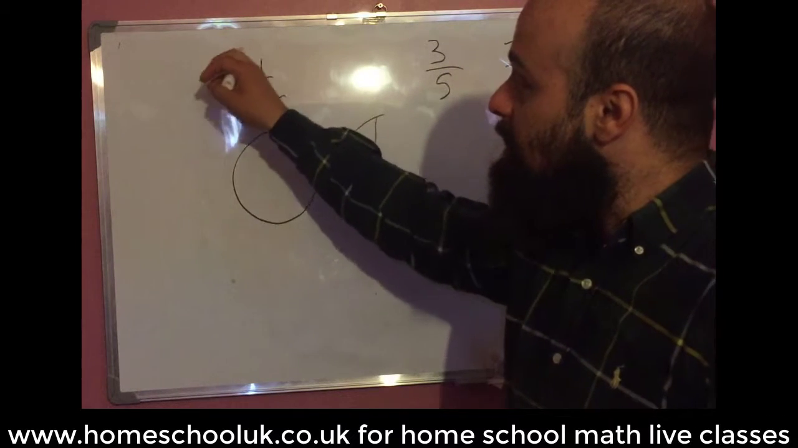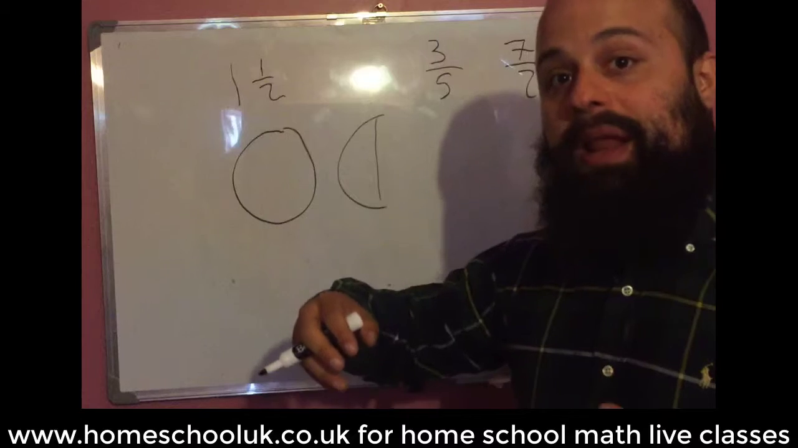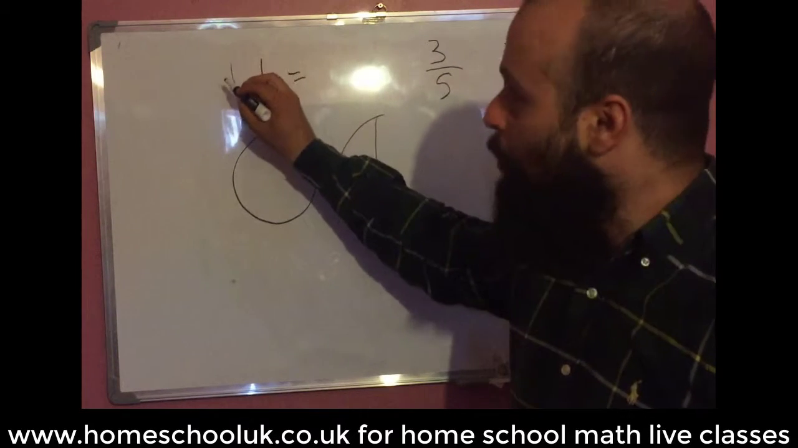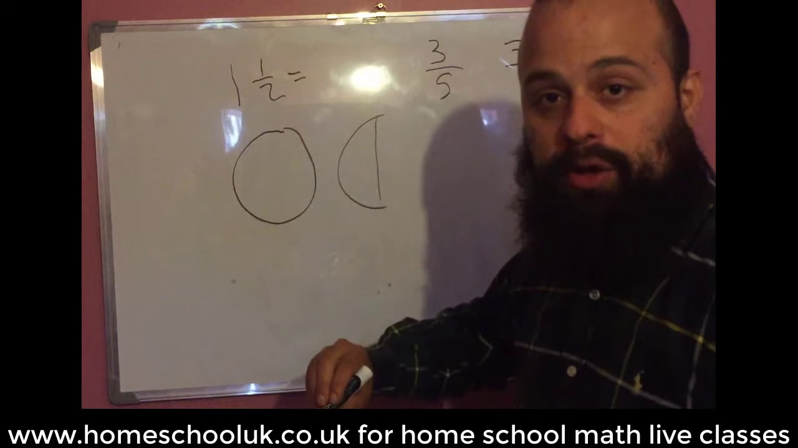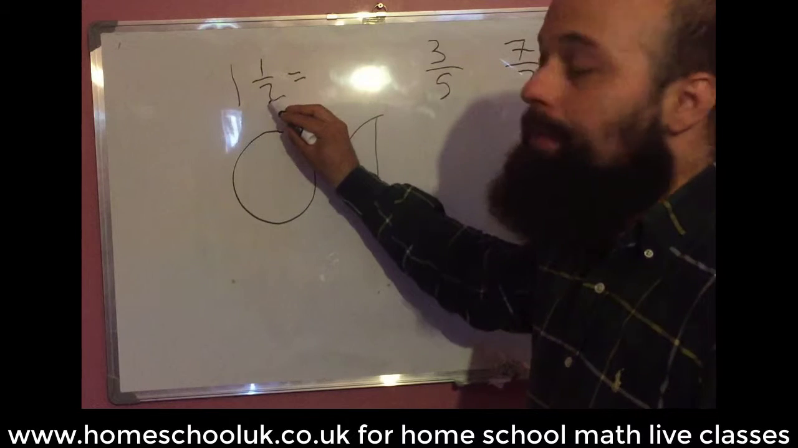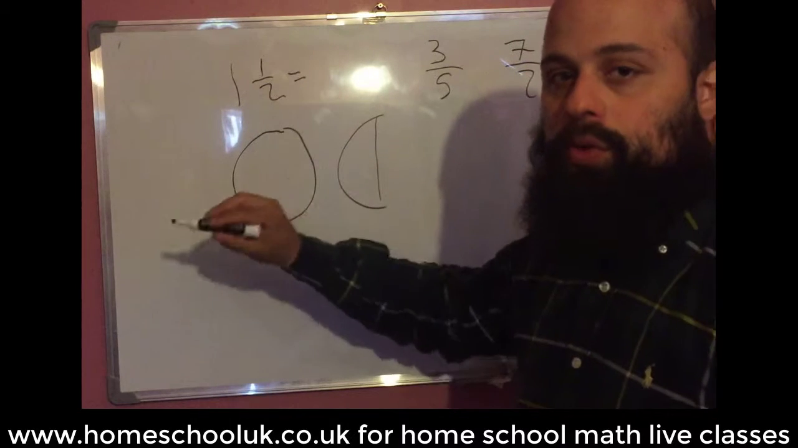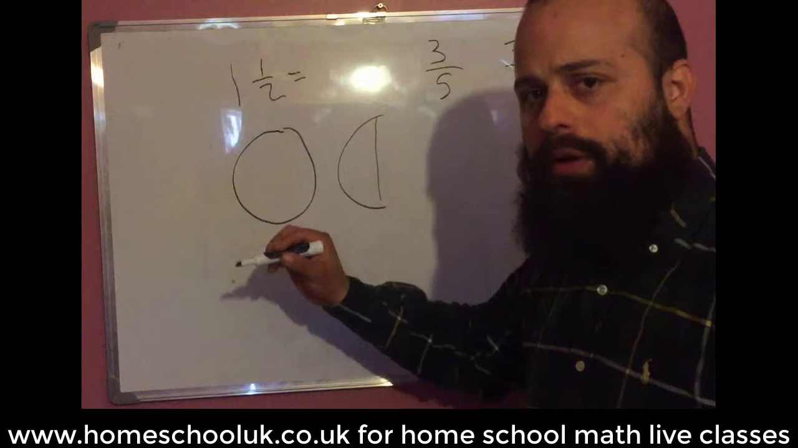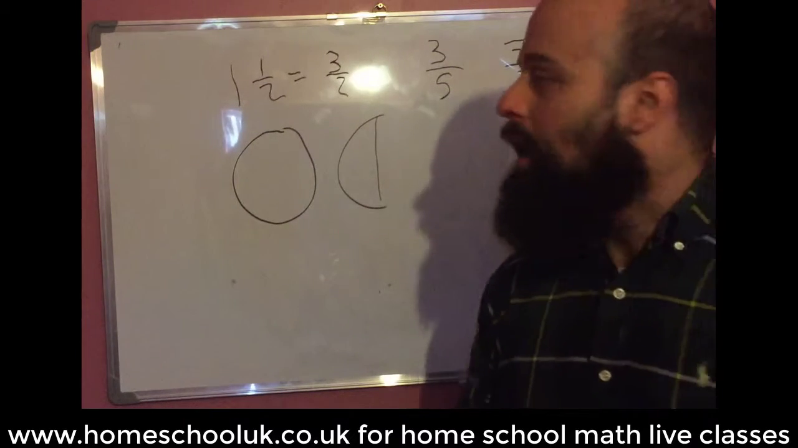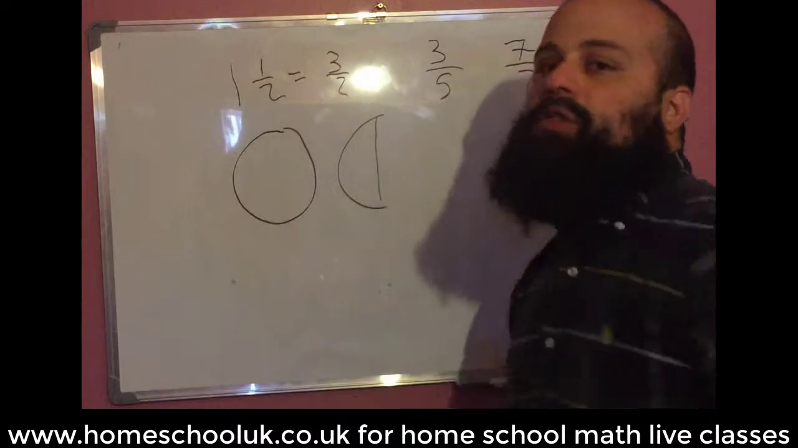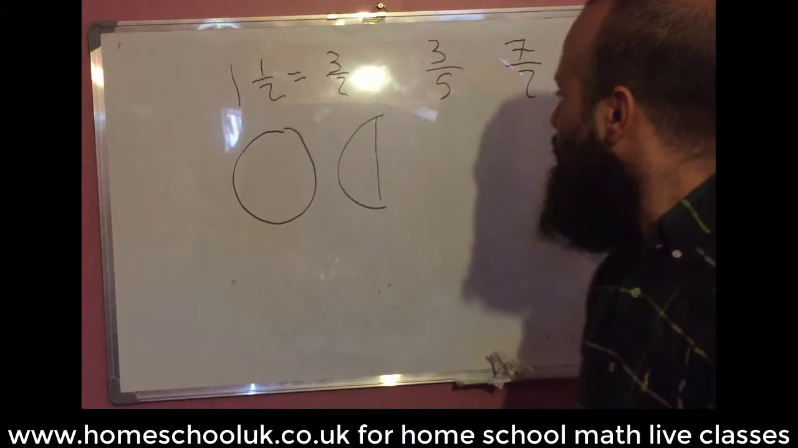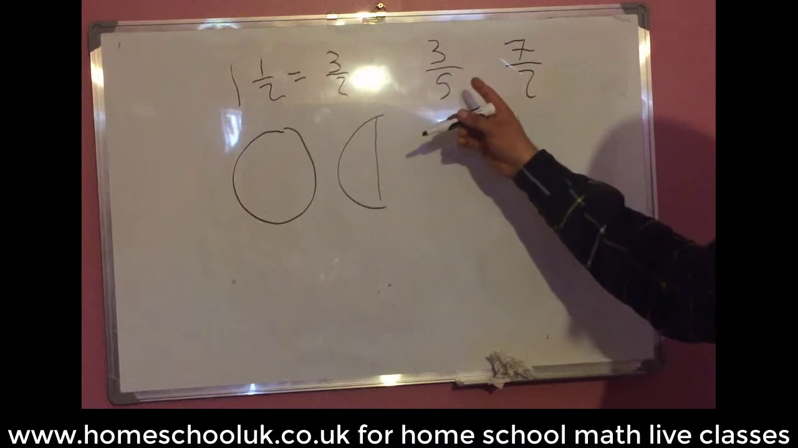So to change this mixed fraction into an improper fraction, what we do is the front number, 1, times the denominator, add the numerator. So 1 times the 2, add 1. What's 1 times 2? 2 plus 1, 3. So I got 3 out of 2. What is 3 divided by 2? 1.5.